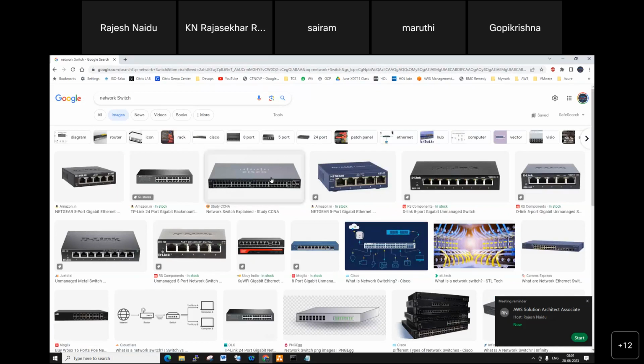These switches are basically Layer 2 switches, and Layer 3 switches will also be available. Layer 2 and Layer 3. That concept I will discuss in the upcoming classes. So what is the responsibility of this?